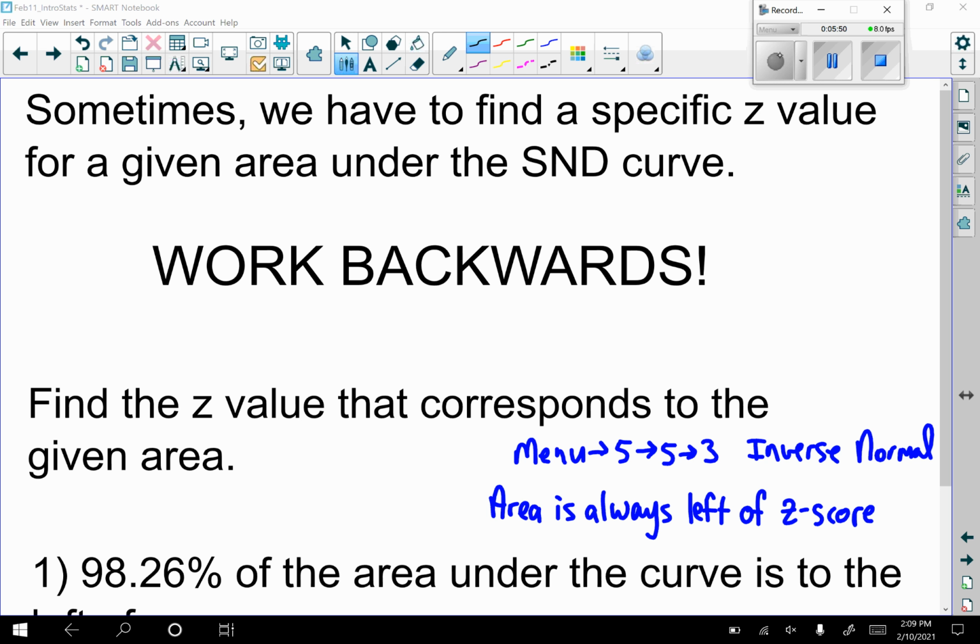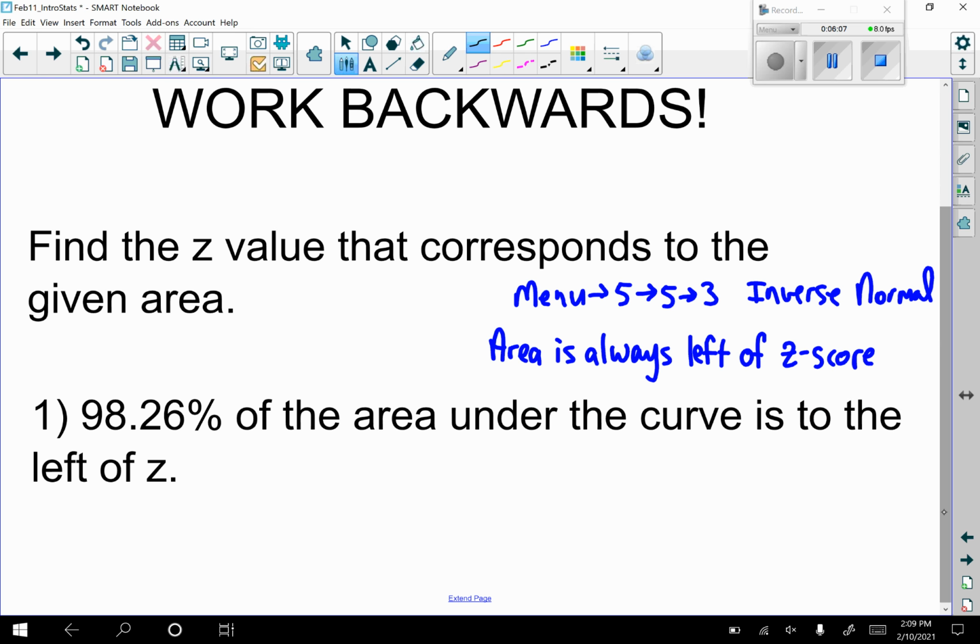One thing to note here, the area we're typing in, the calculator is always going to read it as to the left of the z-score. So we have to be smarter than the calculator here and know exactly what to type in. And if our answers make sense.